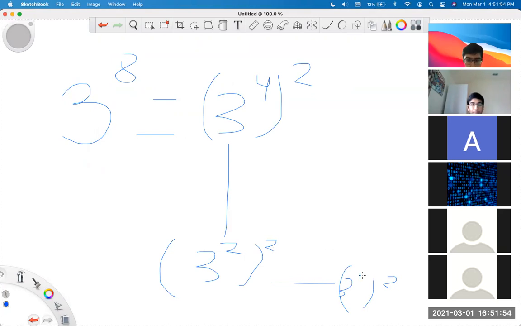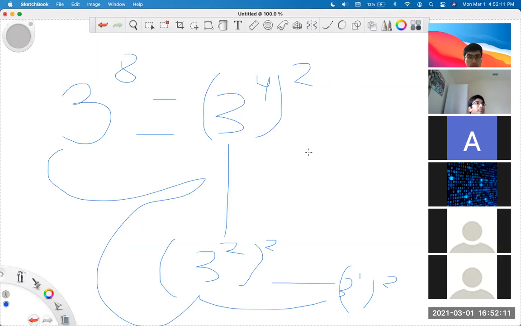So you can see that using this process of squaring whatever number we get each time, we only require 3 steps to get to 8. Whereas if we had just gone one by one and multiplied 3 eight times, that would have required 8 steps.